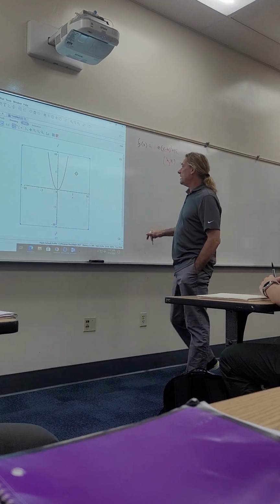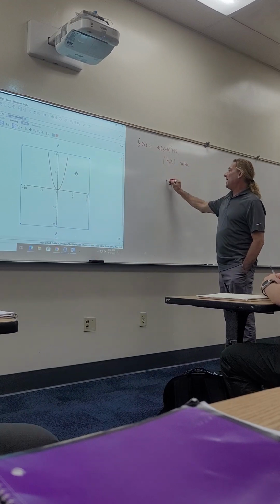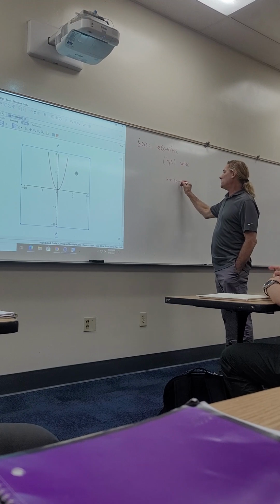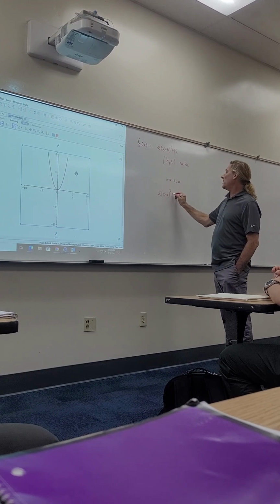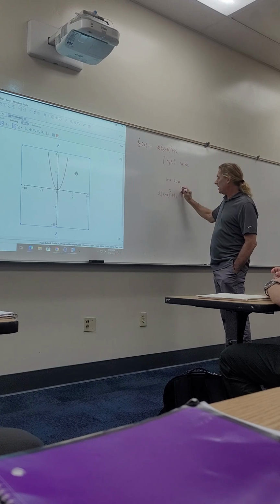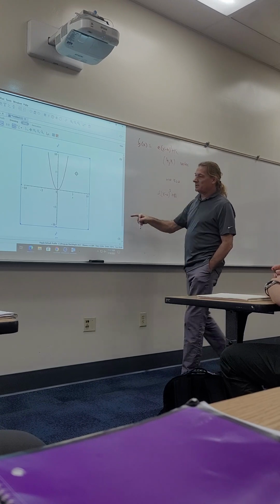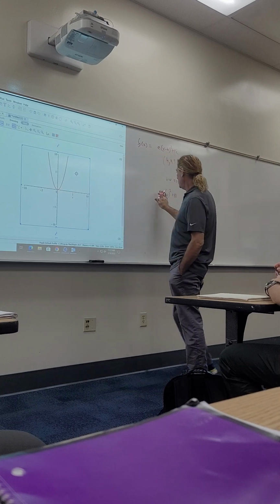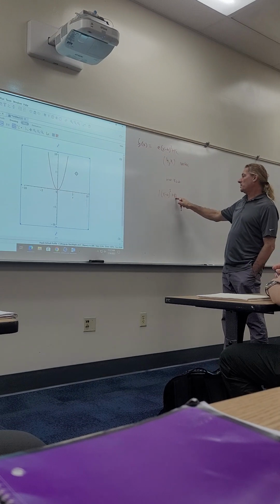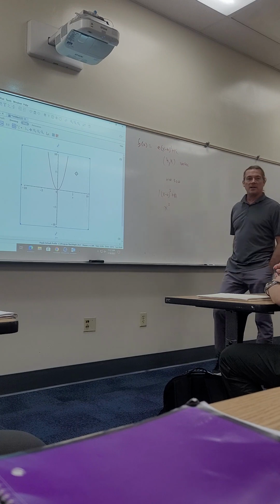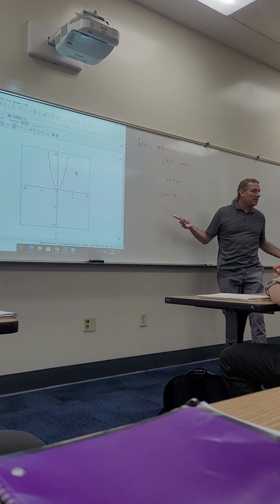Okay, so in this case right here, if I let h equal to 0 and k equal to 0, then it would be a times (x minus nothing) squared plus k, which is nothing, right? And a is 1 because this is the parent, so I'll put 1 right here. So 1 times (x minus nothing) squared plus nothing is just x squared, right? X minus nothing is x.